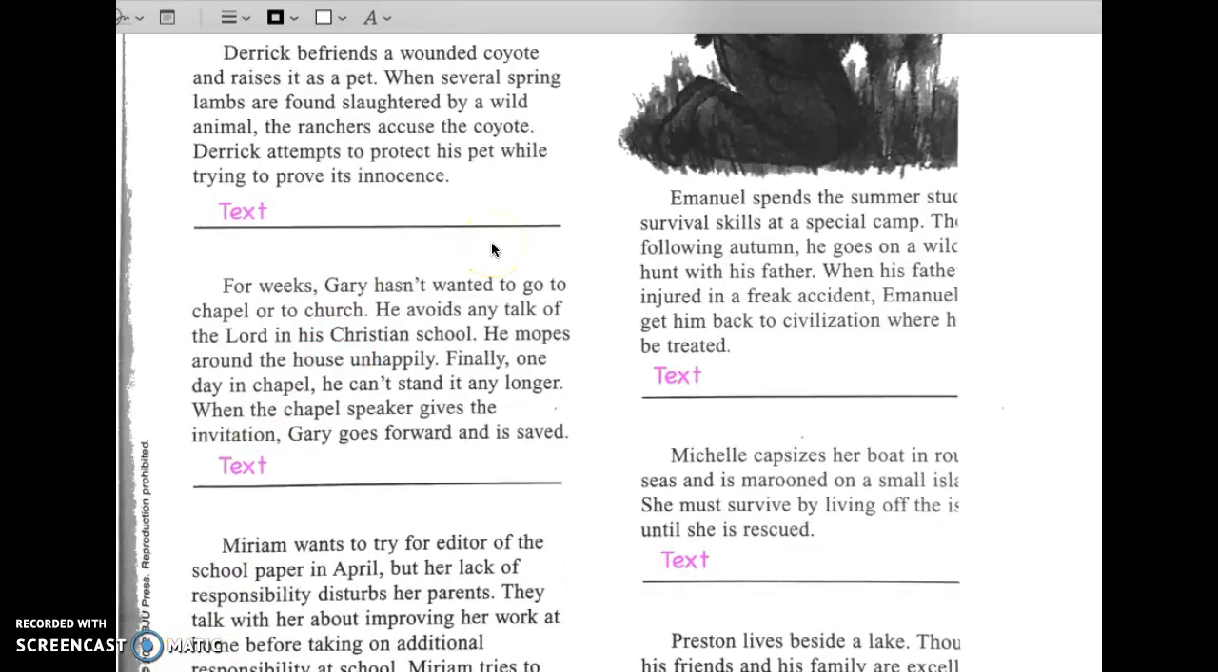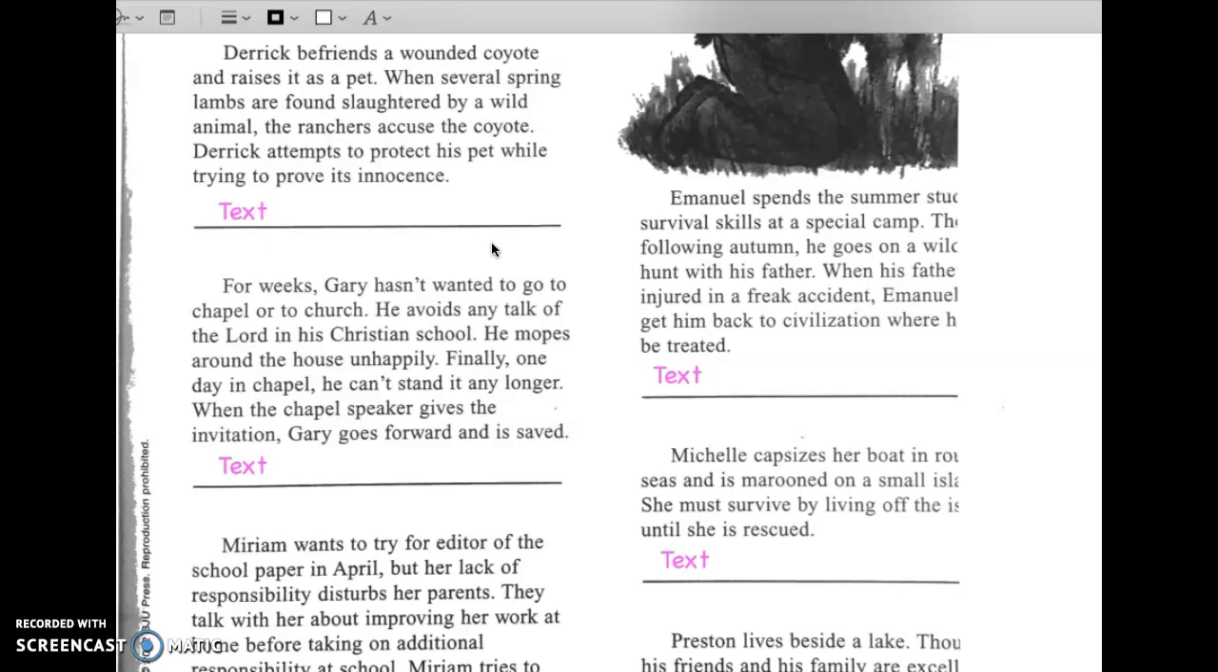Derek befriends, that means he becomes friends with. Derek befriends a wounded coyote and raises it as a pet. When several spring lambs are found slaughtered by a wild animal, the ranchers accuse the coyote. Derek attempts and tries to protect his pet while trying to prove the pet's innocence. He's trying to protect his coyote, his pet, from harm.